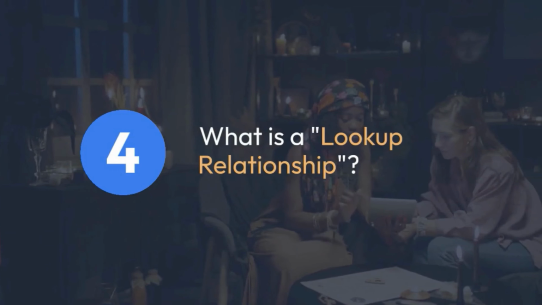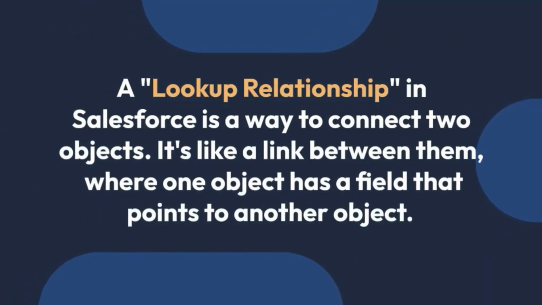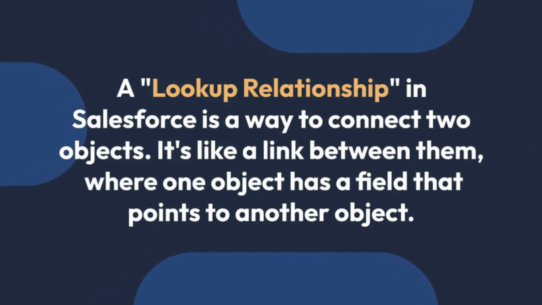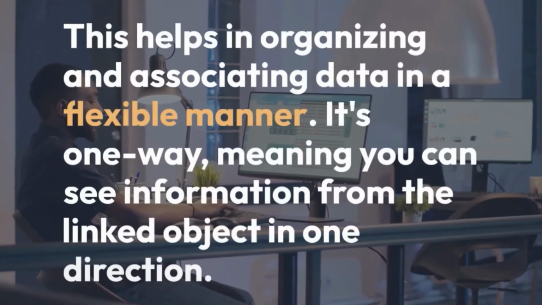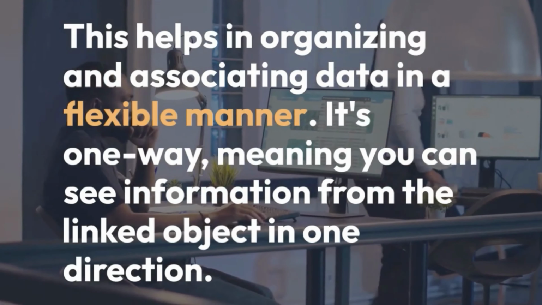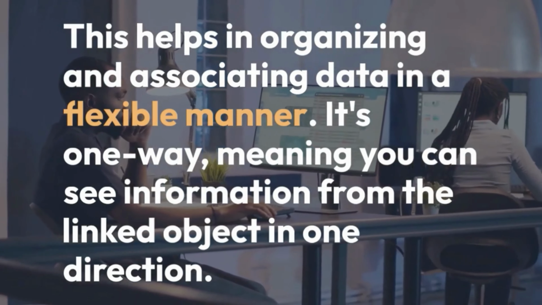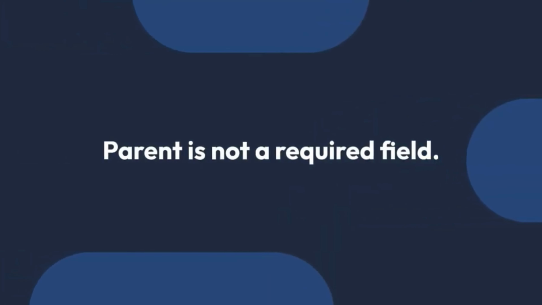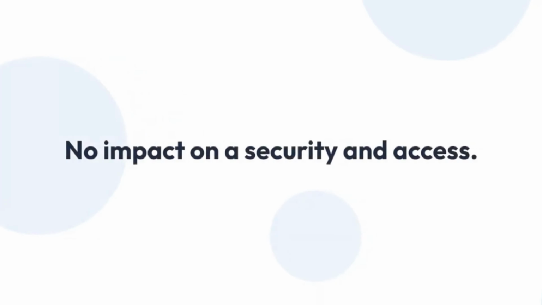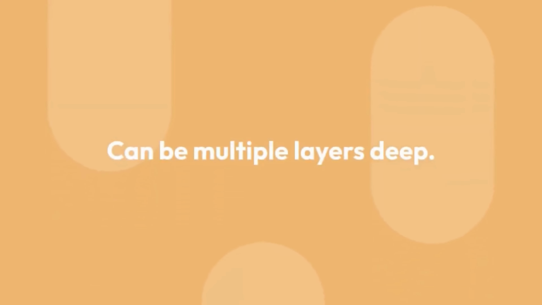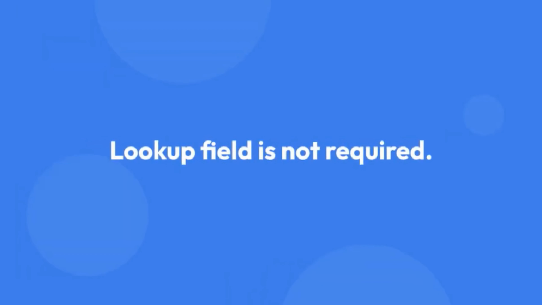4. What is a lookup relationship? A lookup relationship in Salesforce is a way to connect two objects. It's like a link between them, where one object has a field that points to another object. This helps in organizing and associating data in a flexible manner. It's one way, meaning you can see information from the linked object in one direction. Up to 25 allowed per object. Parent is not a required field. No impact on security and access. No impact on deletion. Can be multiple layers deep. Lookup field is not required.